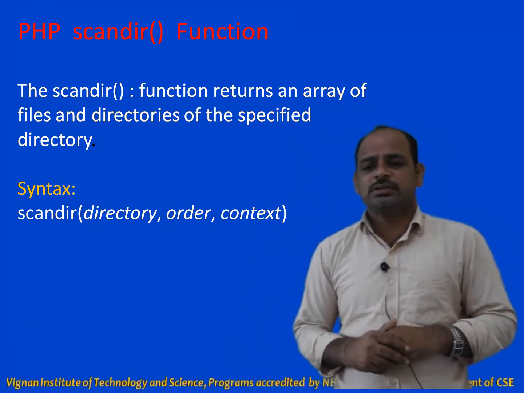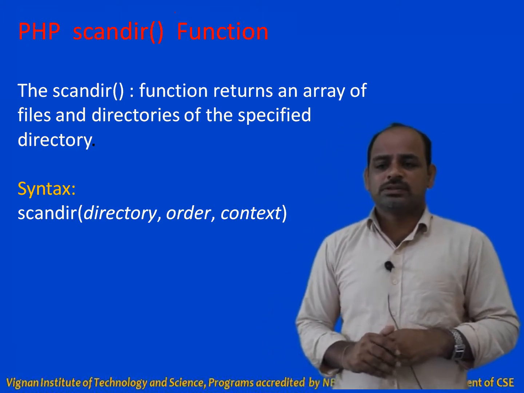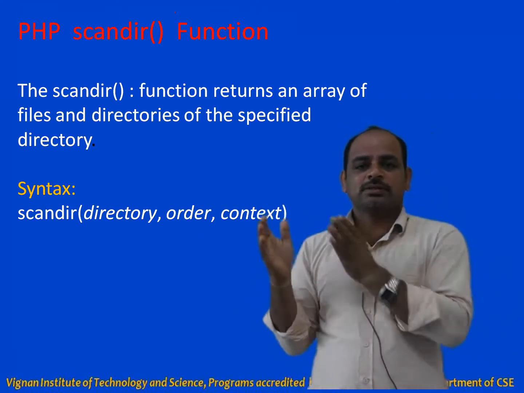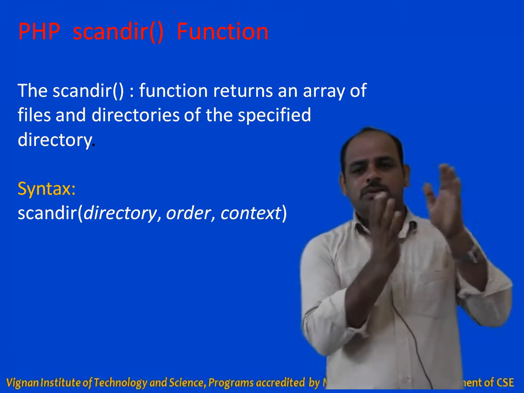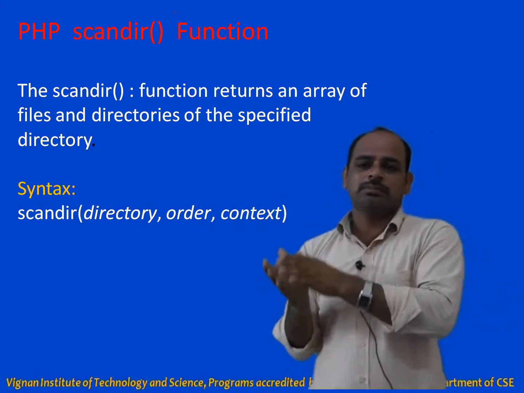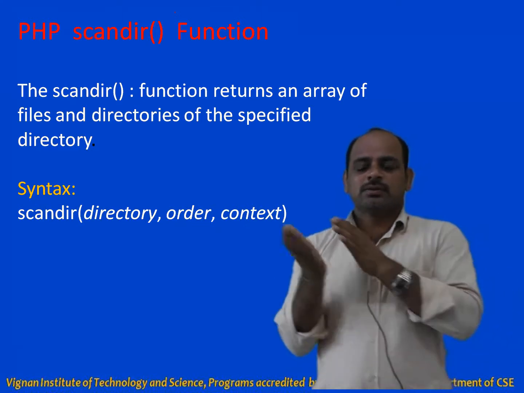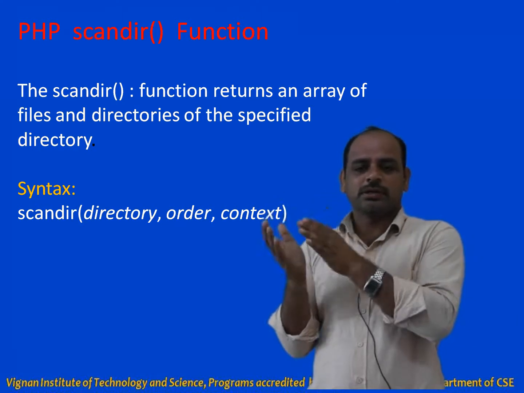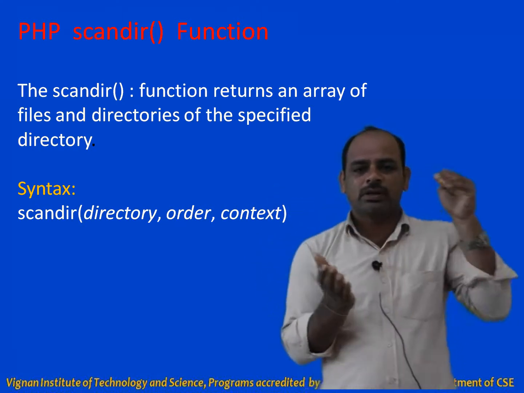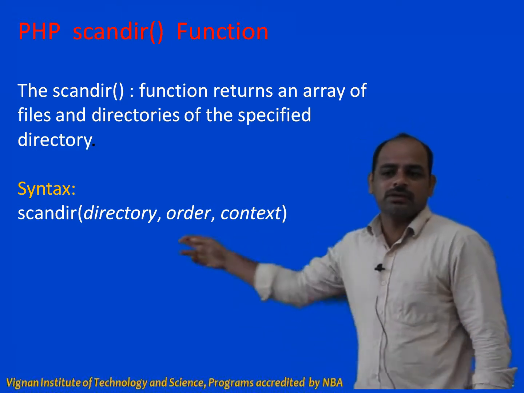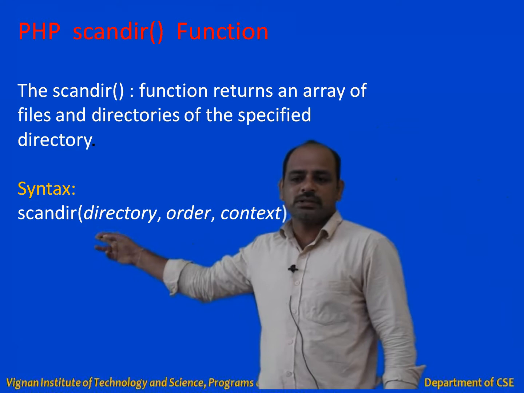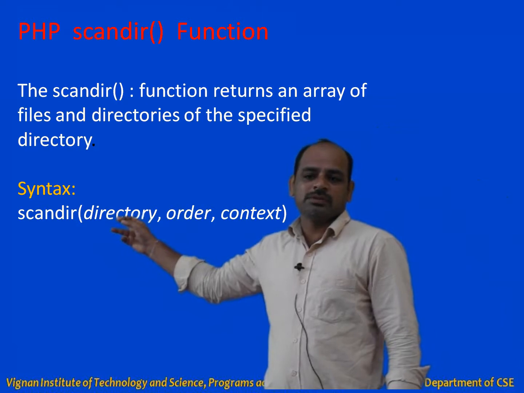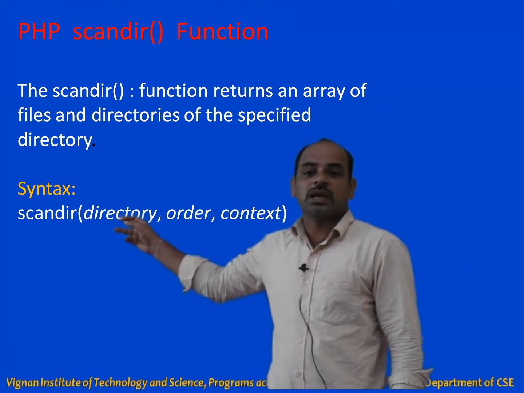Another function is the scandir function, which returns an array of files and directories of the specified directory. Whatever files are there in that particular directory, all will be returned and stored into an array. Every file name returned from that directory becomes one element of the array. We have three parameters in the scandir syntax you can see here: directory, order, context. Directory is a mandatory parameter which is required, specifying which directory you want to scan.